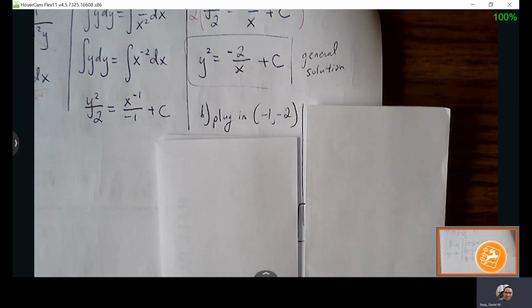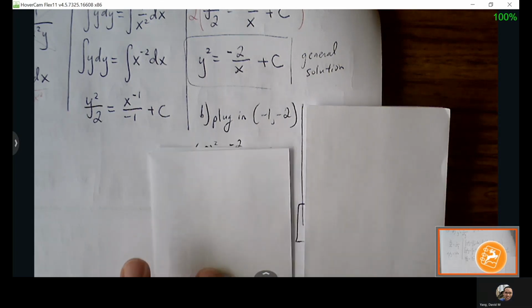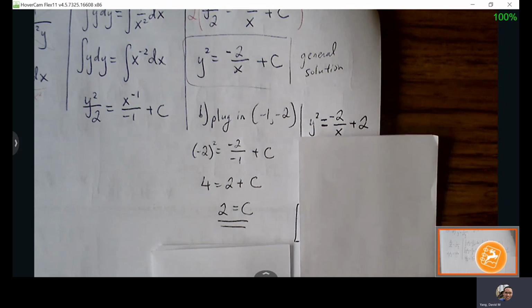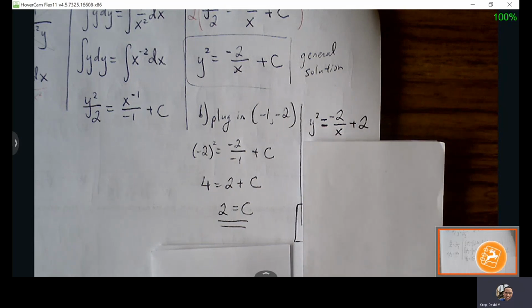Okay, any questions up to the general solution? Okay. -1 goes in for x, -2 goes in for y. Solve for c, we get 2. Update our equation, we get y squared equals -2 over x plus 2. Take the square root. So which version do we choose?